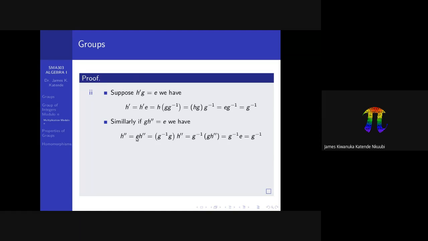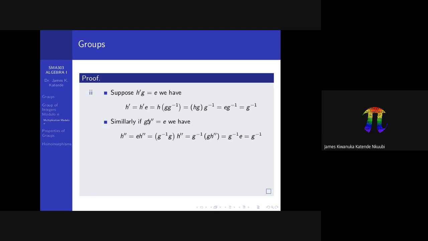We replace the identity by G inverse G. We use the associative property to shift our brackets here. You can shift the brackets anywhere you want for the group operation. Again, use the assumption that GH double prime was E. We replace this with E. Then we have G inverse E is just G inverse.